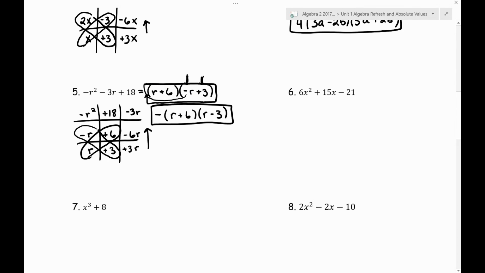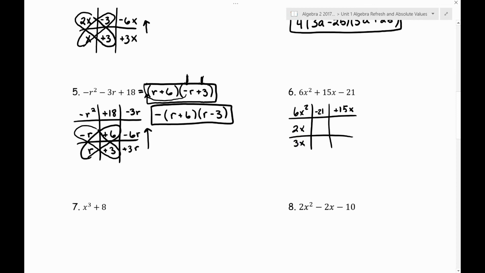Number 6, so we're going to do tic-tac-toe again. So we have 6x squared minus 21 plus 15x. Plus 15x. So I'm going to check 6 and 1, and then 2 and 3. I say it's going to be 2x times 3x. If I make a mistake, I can always go back and check.